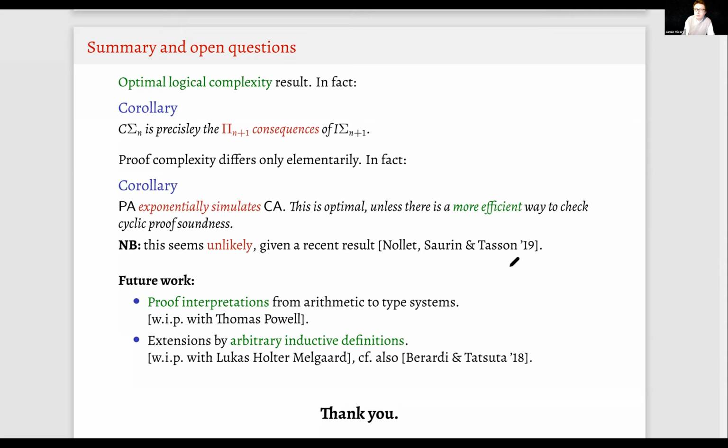Dov, go ahead. Dov has raised his hand. Oh, his hand has gone down again. Dov, do you have a question? You have to click unmute. Dov, you're muted. I've given you permission to unmute. Yeah, go ahead, Dov.